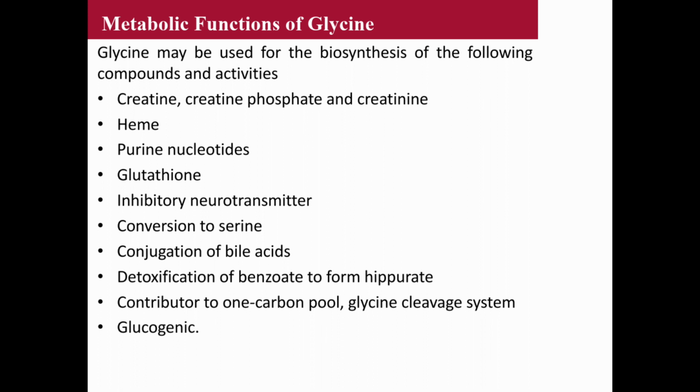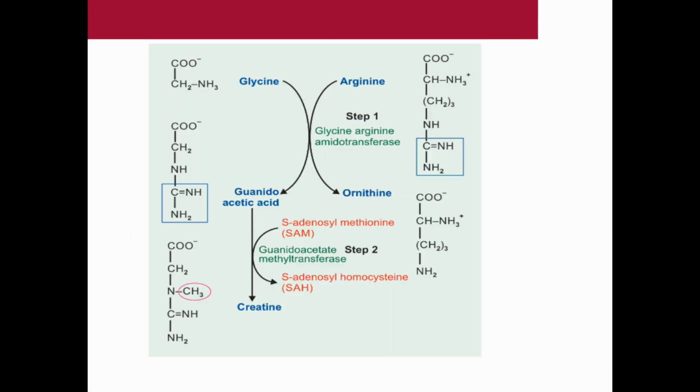So glycine may be used for biosynthesis of the following compounds: creatine, creatine phosphate, creatinine. Second, heme. Third, purine nucleotides. Fourth, glutathione. Fifth, it acts as an inhibitory neurotransmitter. Next, it converts into serine. Then conjugation of bile acids. Then detoxification of benzoate to form hippurate. Then it contributes to the one carbon pool, glycine synthase system, glycine cleavage system, and it is glucogenic because pyruvate is converted into glucose. So these are the metabolic functions of glycine.